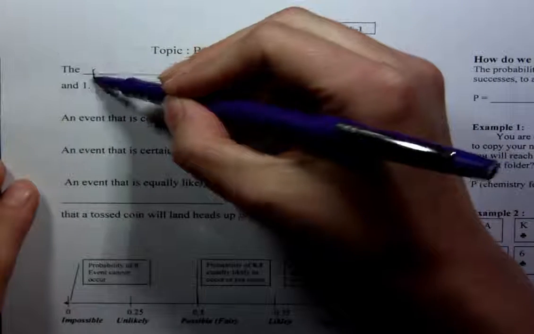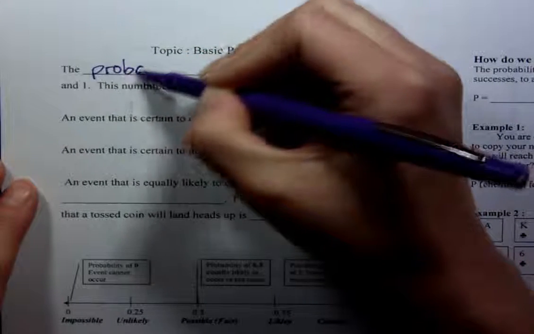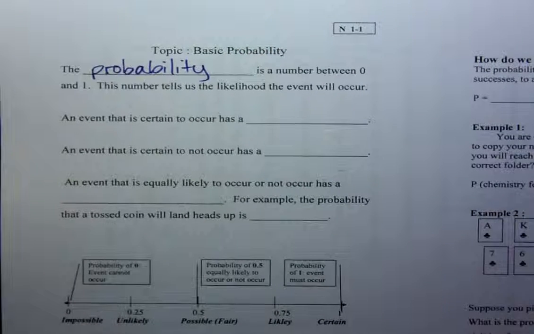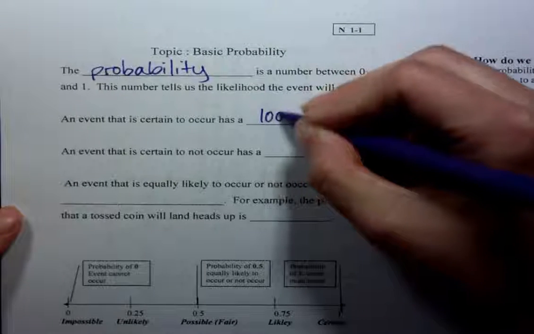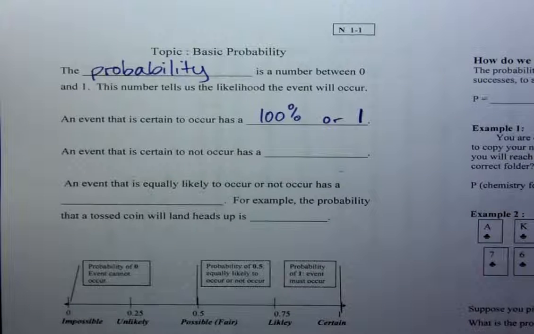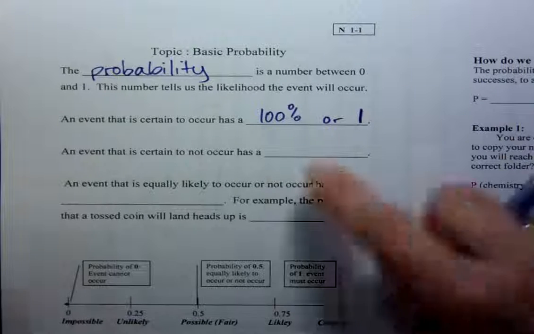All right, so probability is a number between 0 and 1. If an event is certain to occur, what would we call that probability? 100%, or we could say 1. Probabilities are sometimes in fractions, sometimes decimals, sometimes percents.